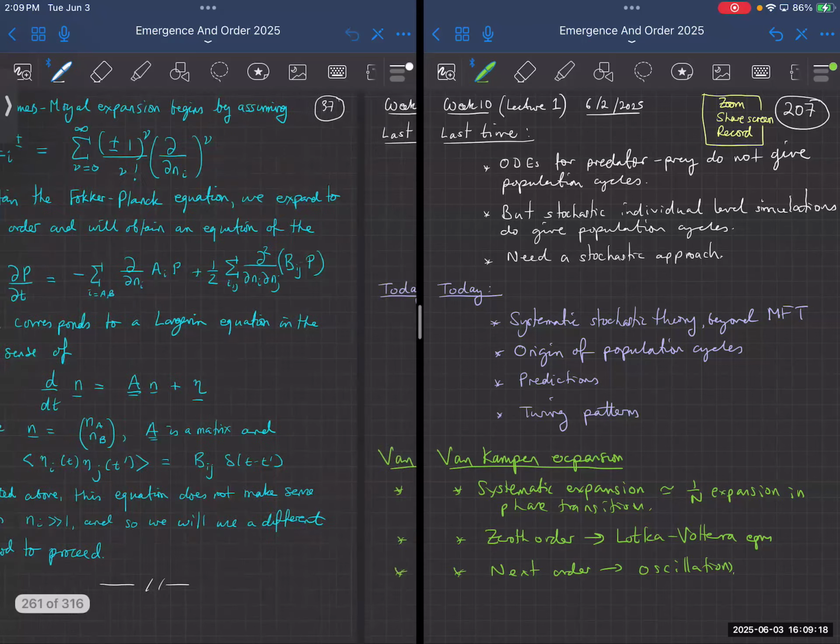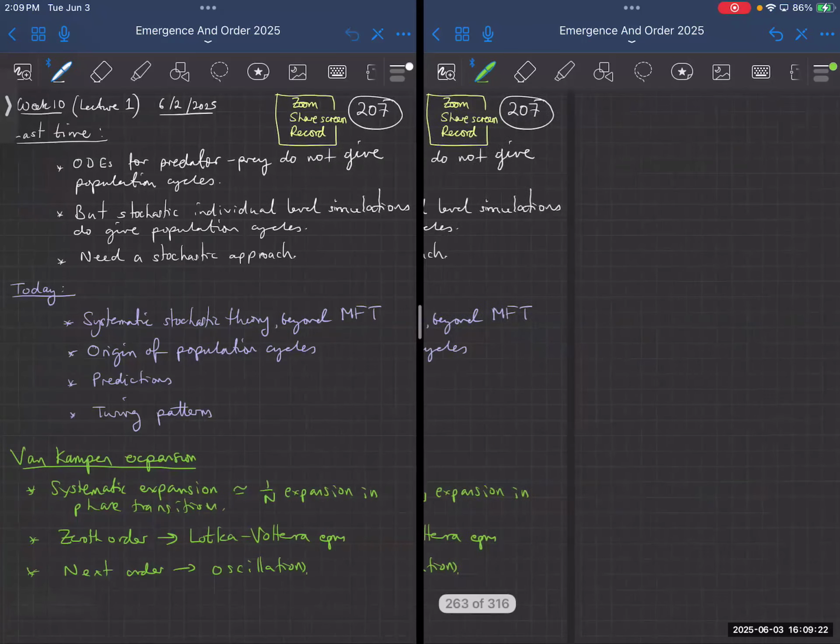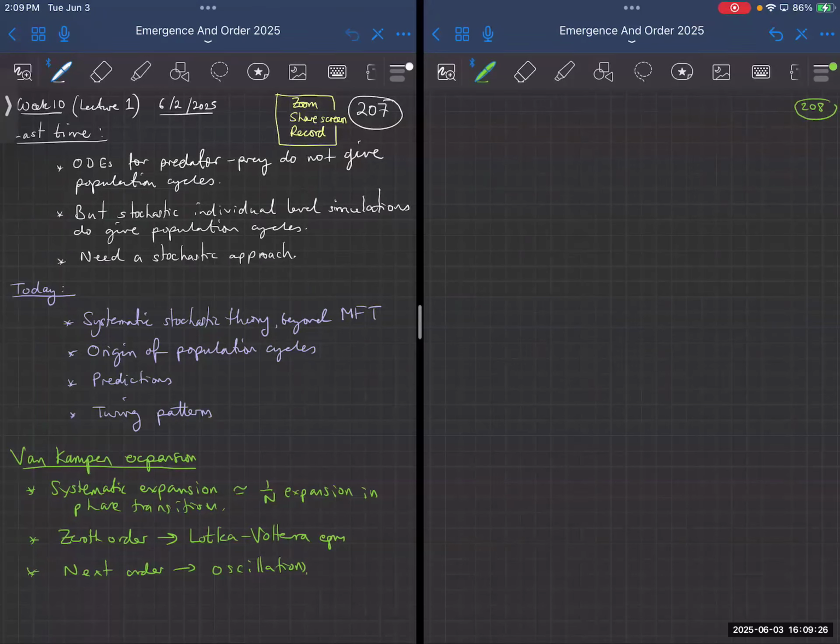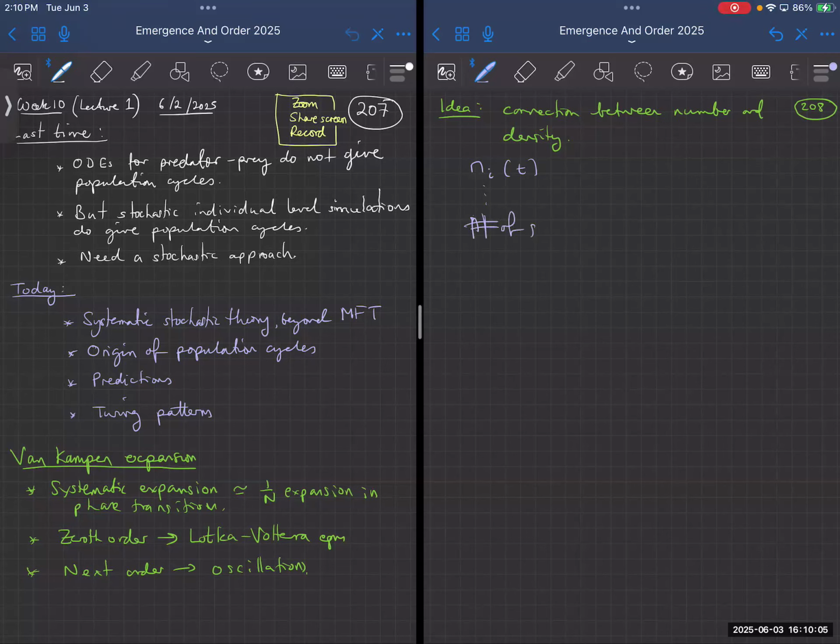So the fundamental problem that we have is that we are replacing a number by a density. So the idea is, what is the connection between a number and density? The Lotka-Volterra equations describe density. The master equation formalism talks about numbers. So what we're going to do is replace the number, so the n_i of t, this will be the number of species i at time t.